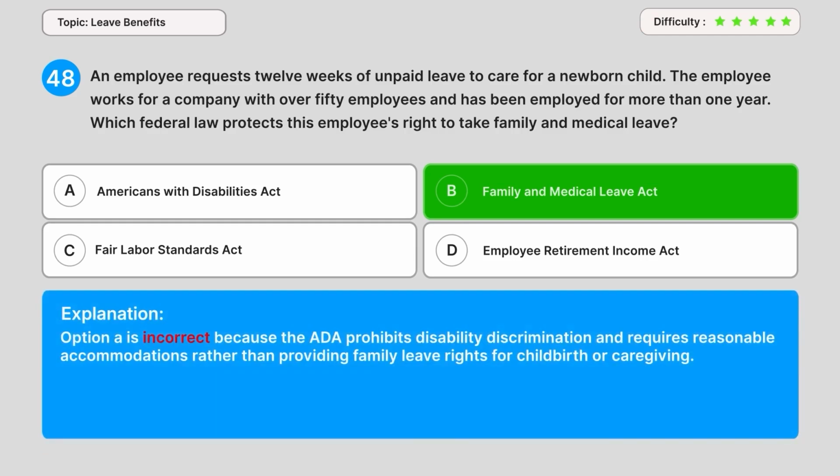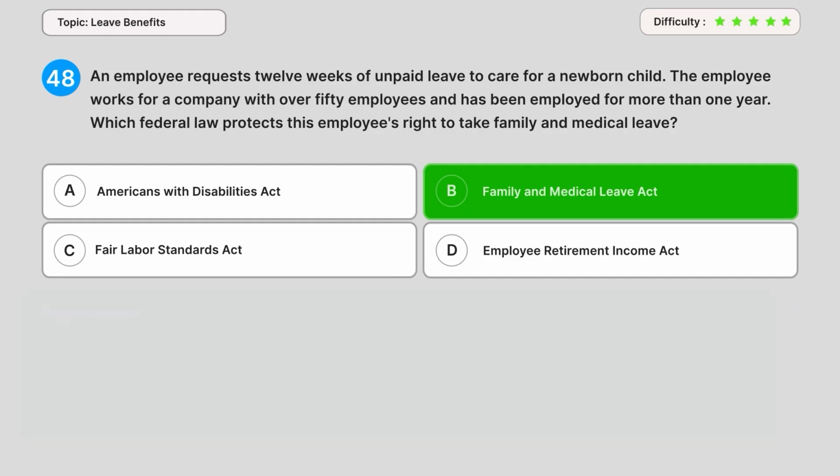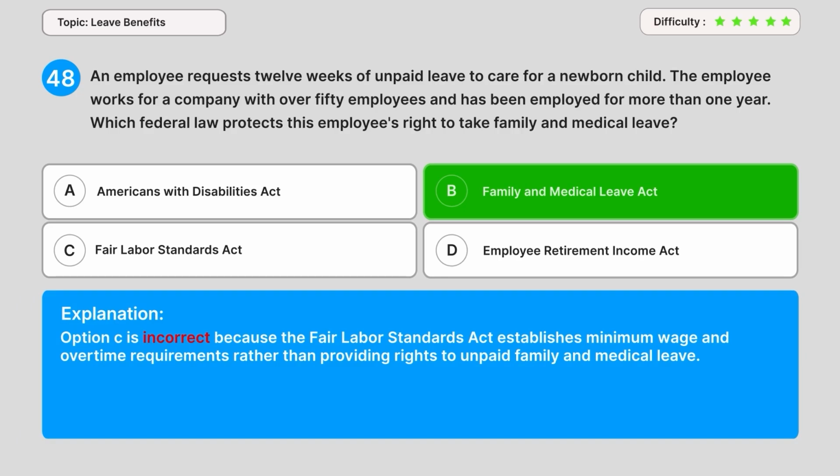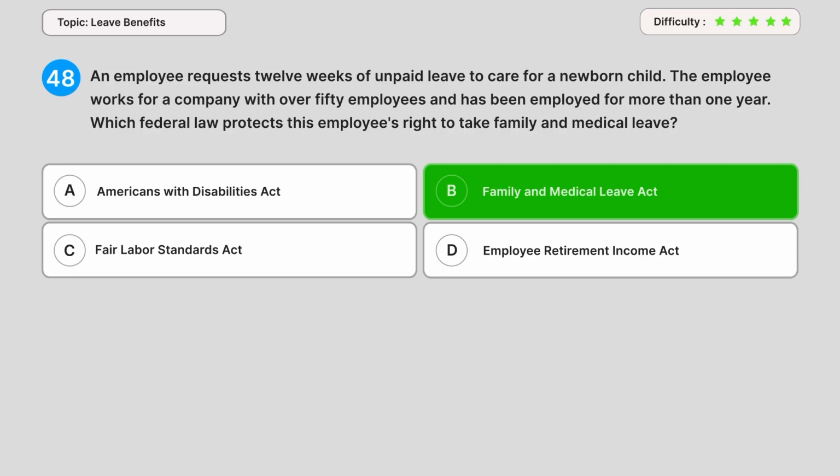Option A is incorrect because the ADA prohibits disability discrimination and requires reasonable accommodations rather than providing family leave rights for childbirth or caregiving. Option C is incorrect because the Fair Labor Standards Act establishes minimum wage and overtime requirements rather than providing rights to unpaid family and medical leave.